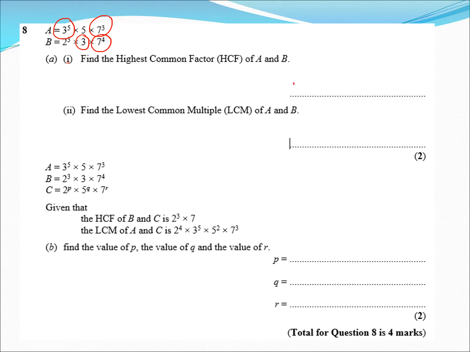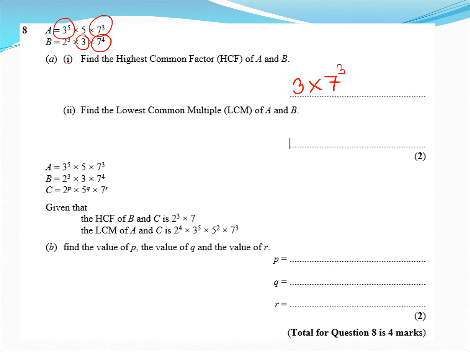So first I'm going to write down 3 multiplied by 7. Now what is the maximum 3's that goes into both these numbers? Look, 3 to the power of 5, 3 to the power of 1. So obviously only 3 goes into both of them. And here you have got 7 to the power of 3 and 7 to the power of 4. So the maximum that goes into both of them, or divides into both of them, is 7 to the power of 3. So that will be your HCF.